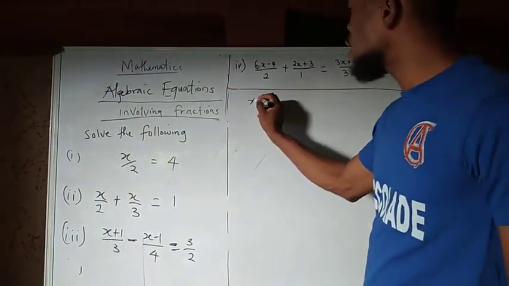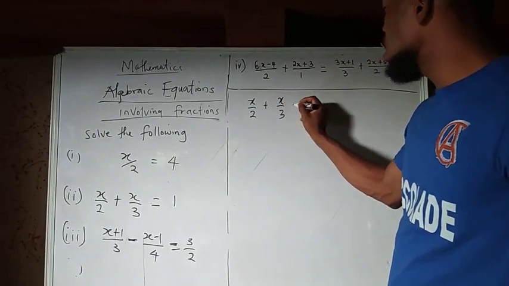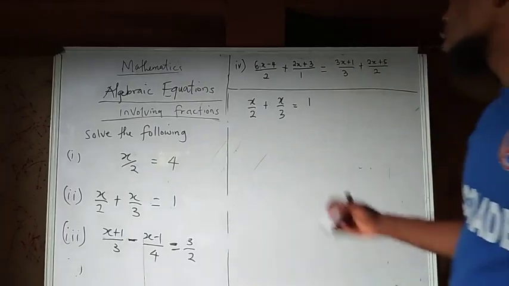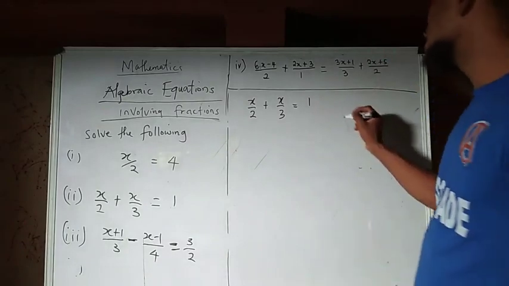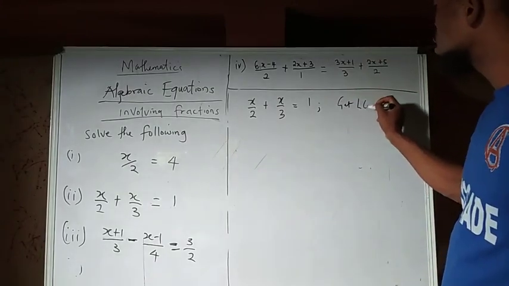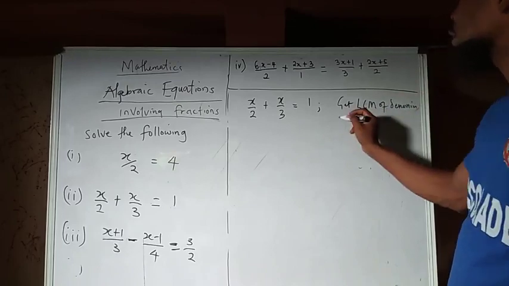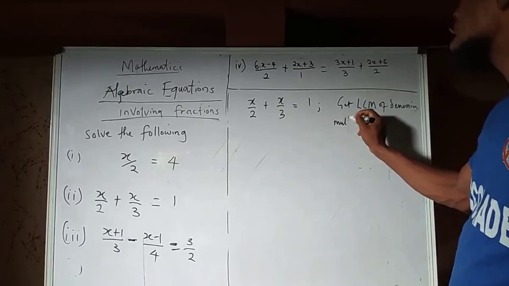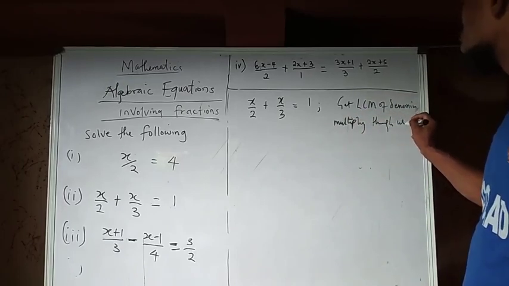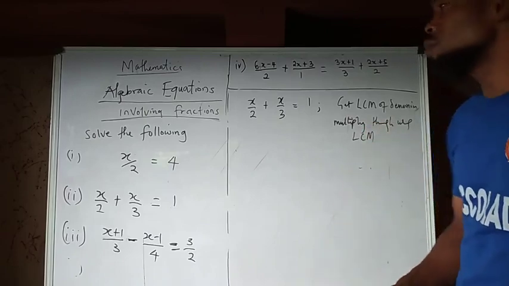So having done that, let's look at the next question. Here we have x over 2 plus x over 3 equals 1. Now how do we solve this? Like I said earlier, we get the LCM of the denominators, and then after that, we use the LCM to multiply through. Multiply through using LCM, and then we simplify. That will be the last thing.